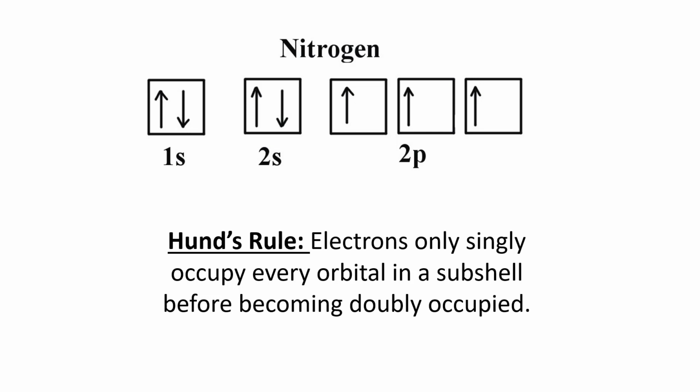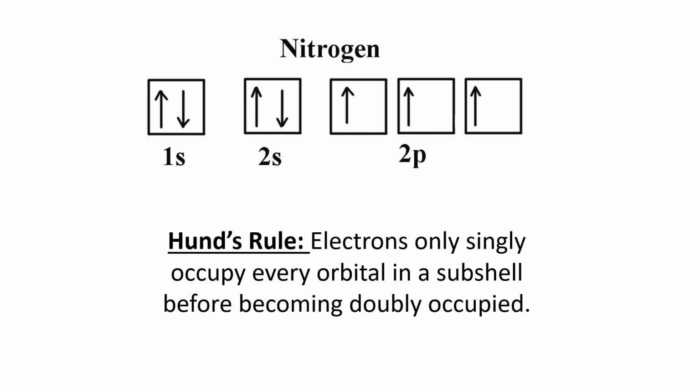So Hund's rule now is another important rule. There's multiple: Aufbau's, Pauli's exclusion principle, and Hund's rule. These things matter and help us figure out how to place electrons into these different orbitals. So we have 3 electrons left. What do we do with them? We could put 2 in the first box and then 1 in the second box. But Hund's rule states electrons want to singly occupy every orbital before becoming doubly occupied.